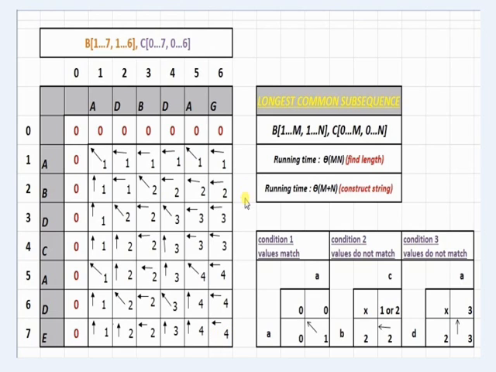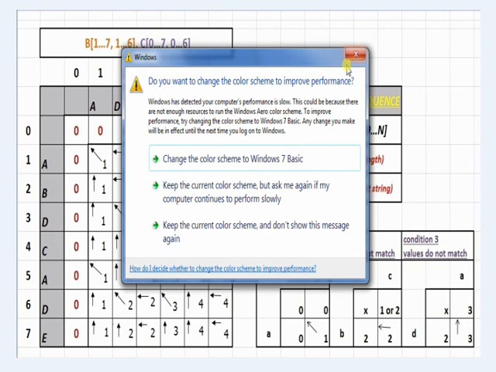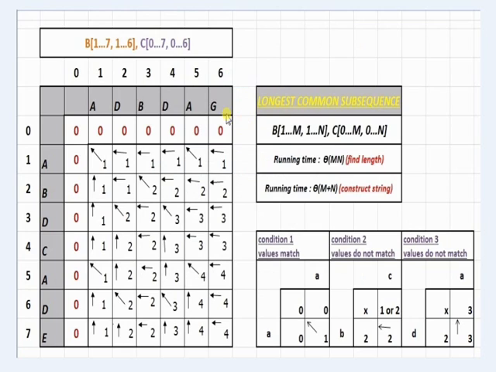To fulfill this algorithm, we need time of order of m cross n, because we are traversing each and every cell of the two-dimensional array. So obviously it will take the time of m cross n. While constructing the longest common subsequence, we will have the time of order of m plus n, because every time we are going to decrement either m or n while traversing the array.